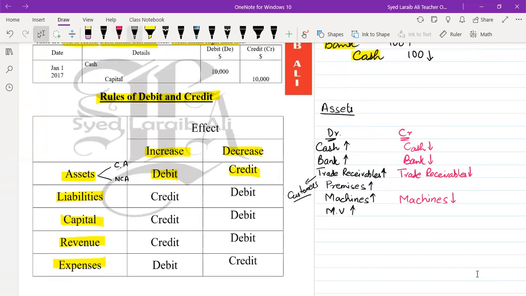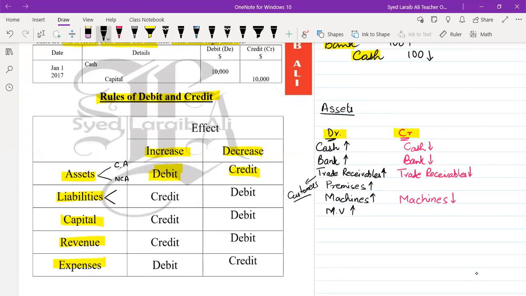So remember, when assets increase in the business, they are recorded on debit side. When they are decreasing, they are recorded on credit side. I hope it is clear to you. The next is the liabilities. Liabilities are basically the obligations of the business.